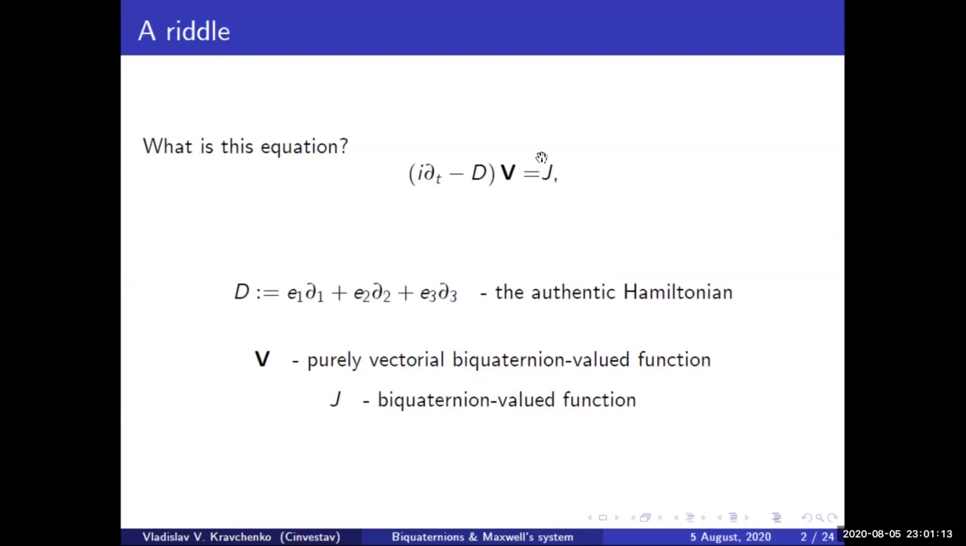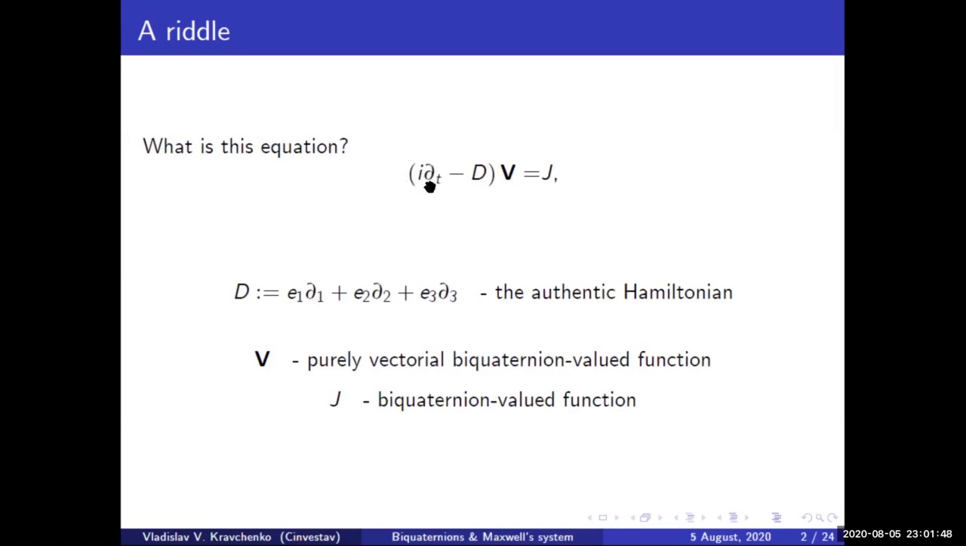What is this equation? Here, D is what is frequently called the Moisil-Teodorescu operator or Dirac operator, but in fact, it's the most authentic Hamiltonian because it was introduced by Hamilton himself. And e1, e2, e3 are basic quaternionic units here. So D is the Moisil-Teodorescu operator. i is the complex imaginary unit.